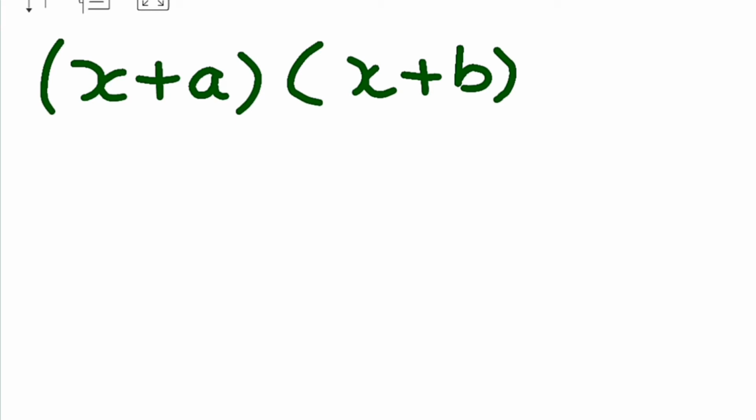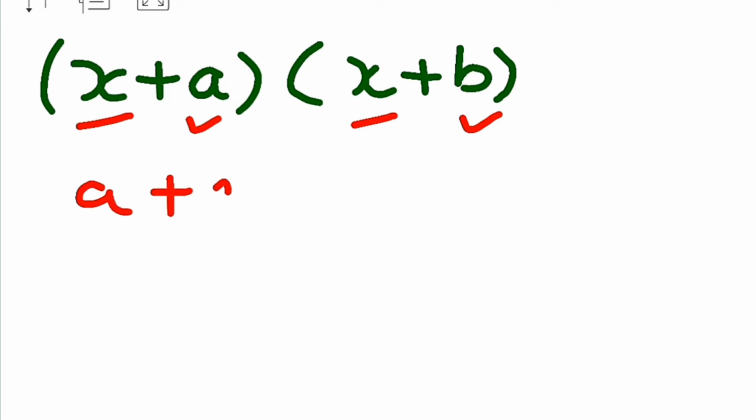Now what is this form? How will we recognize it in the questions? A different type of question comes in the exam, so how will you recognize this? If the first term, meaning the first number, is the same and the second numbers, that is a and b, are different, then we will be using this formula. I'll tell you how to use this formula.